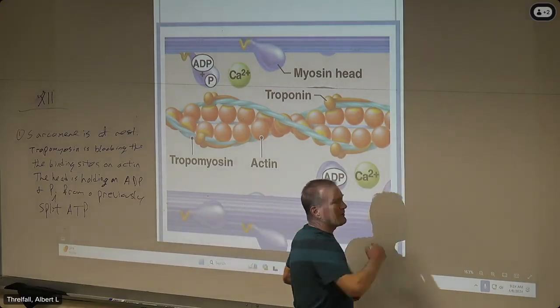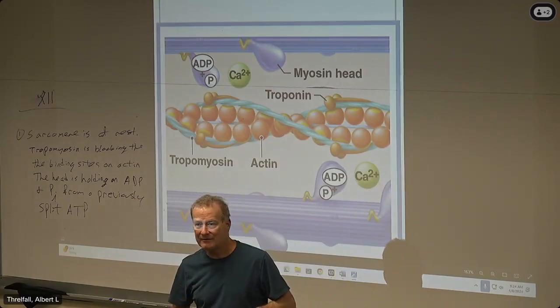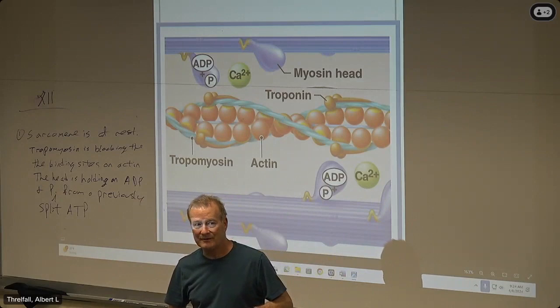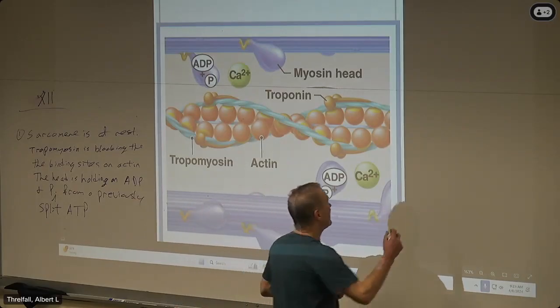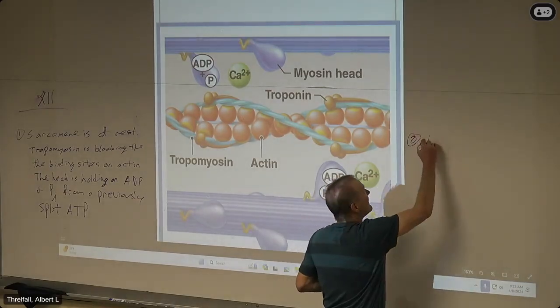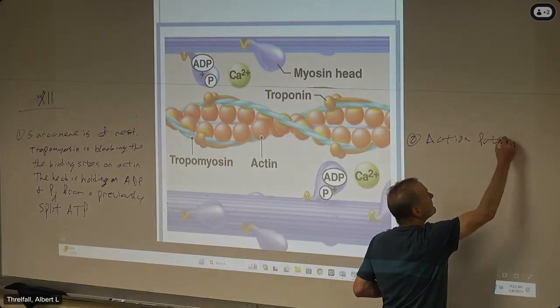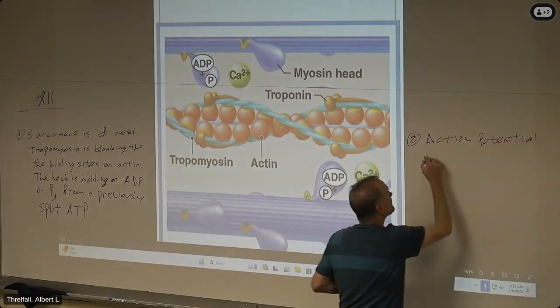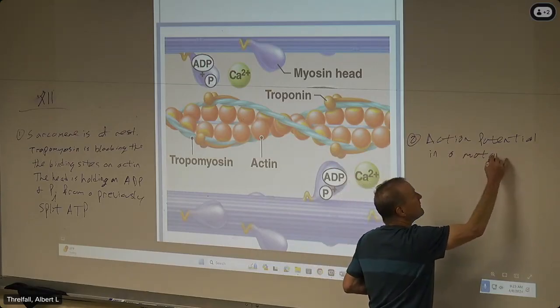So now what do we call the signals within neurons? It's an electrochemical signal. It's similar to electricity. What are those signals called? Action potentials. So we have an action potential in a motor neuron.